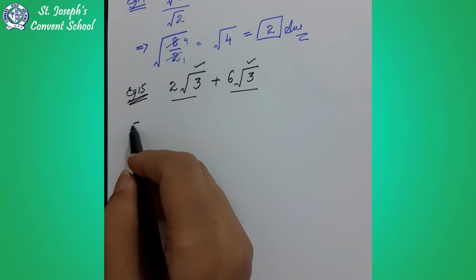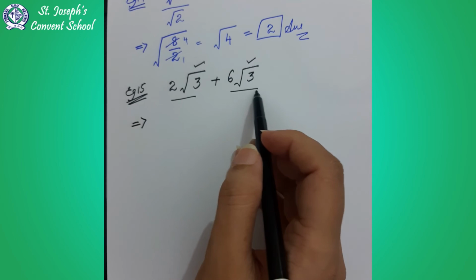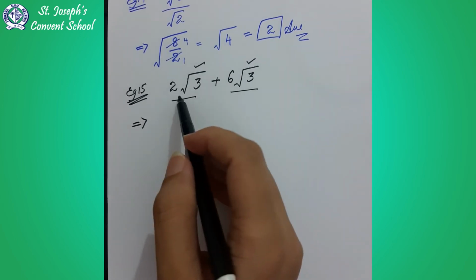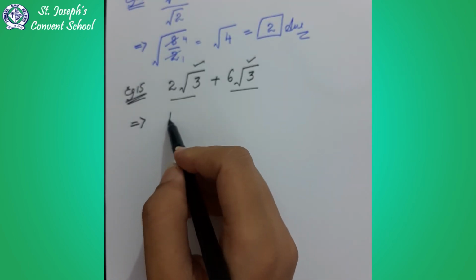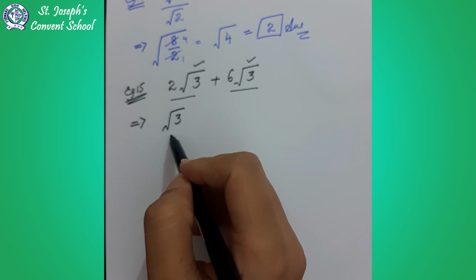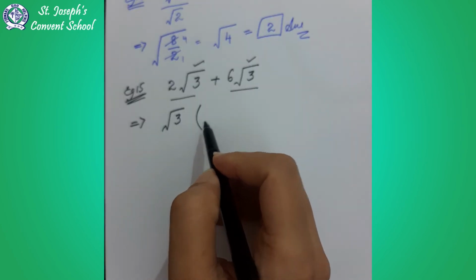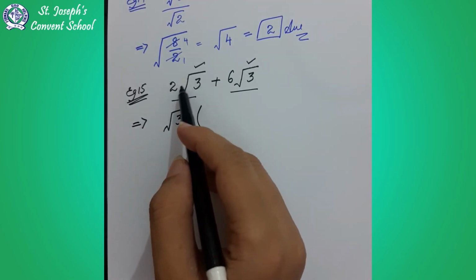In this one, the root is the same. So this is the first term, this is the second term. In both terms, root 3 is the same, so it means it is common. Same means common. So we will take out the common under root 3 and write the remaining terms in the bracket. Root 3 is common, remaining term is 2.